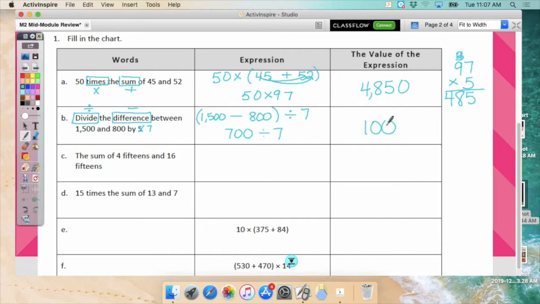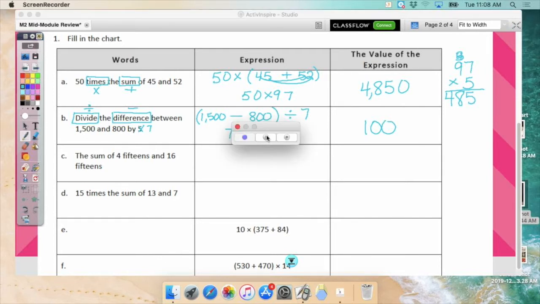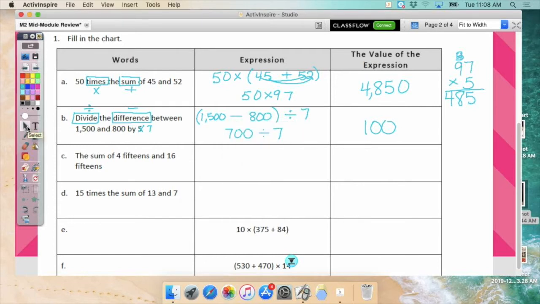Good. Now on the test, it's not going to be 700 divided by 7. It might be 300 divided by 3, or 400 divided by 4, or 800 divided by 8. But you get the idea, don't you? Okay? What should I put a box around for C? Sum. What does that tell me I'm going to do? Add.